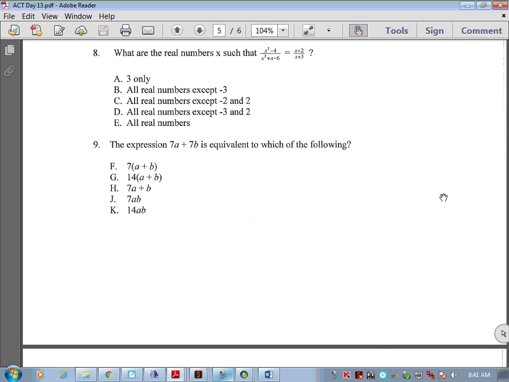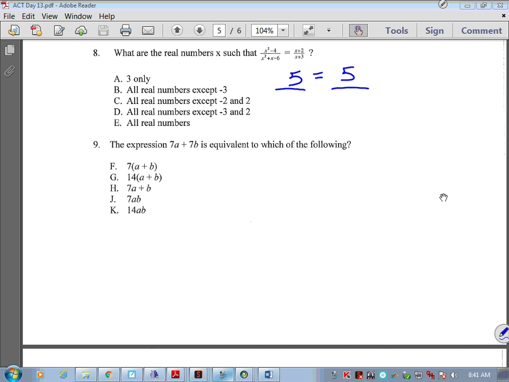But I'm trying to get something where I'm getting x plus 2 over x plus 3. Notice that on A, they say 3 only. Well, the first thing I want to see is, does 3 work? Let's try that. What is 3 squared? 9. What's 9 minus 4? 5. That would have to be equal to 3 plus 2, which is 5. So it works on both sides.